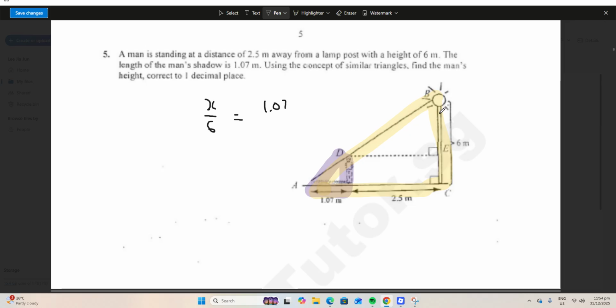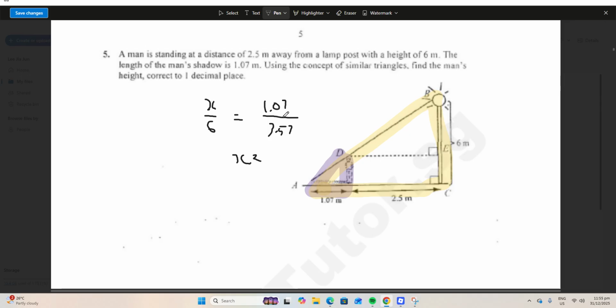6 will be this, right? So this is small, big, small, big, right? So this is 1.07 plus 2.5. Wait, 1.07 plus 2.5 gives you 3.57. So x will be equal to, okay, just bring the 6 over.